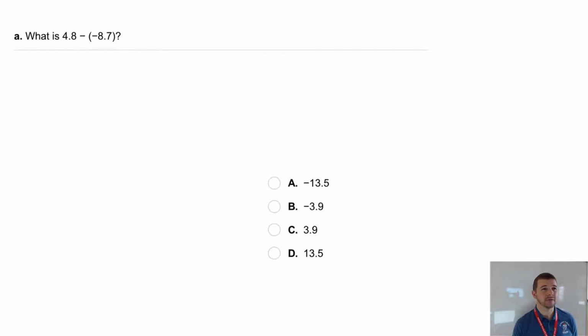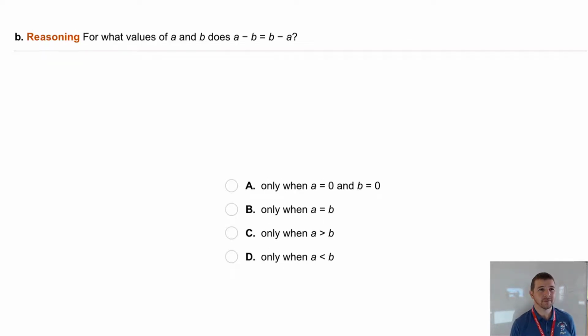Your turn. Part A. What is 4.8 minus negative 8.7? Part B, a reasoning item. For what values of a and b does a minus b equal b minus a?